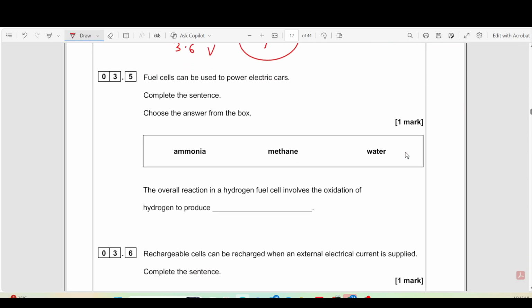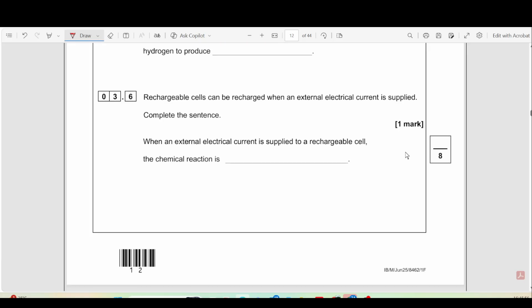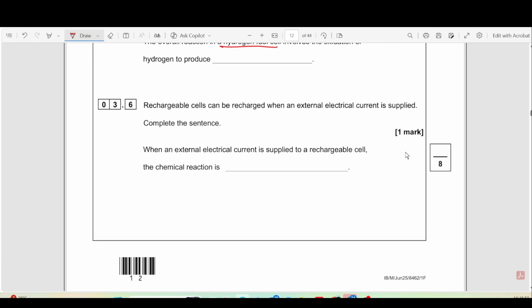Okay, next question. It says fuel cells can be used to power electric cars. Complete the sentence. These options are given. The overall reaction in a hydrogen fuel cell involves the oxidation of hydrogen to produce water. This is the correct option because hydrogen gas reacts with oxygen from the air, and when hydrogen is oxidized at the anode, the overall chemical reaction combines hydrogen and oxygen to produce water, and also electricity and heat. But out of these options, water is correct.